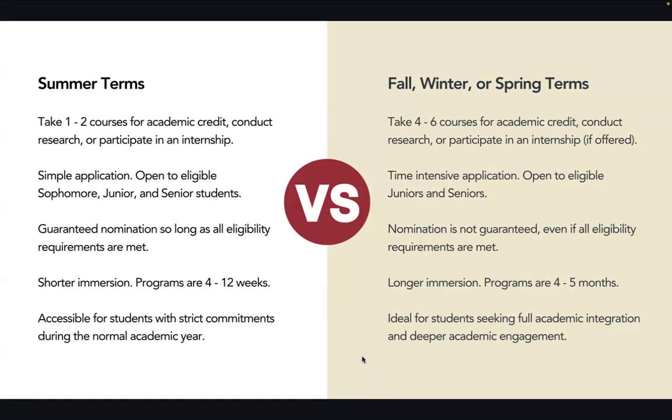Like I said earlier, these are typically open to eligible juniors and seniors just because of that 88 quarter unit requirement. Some students come in with more credit at the get-go. So the class standing doesn't matter so much as the quarter units prior to departure, but this just helps frame when people typically go. It's important to stress that on fall, winter, and spring programs, nomination's not guaranteed, even if all eligibility requirements are met. Again, we're going to talk about nomination soon.